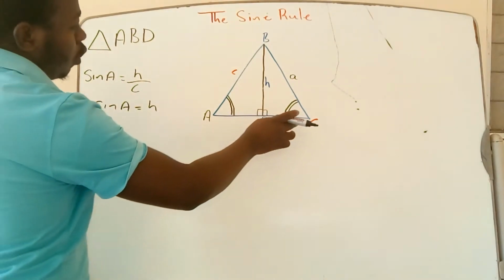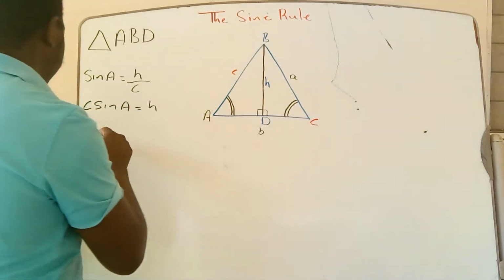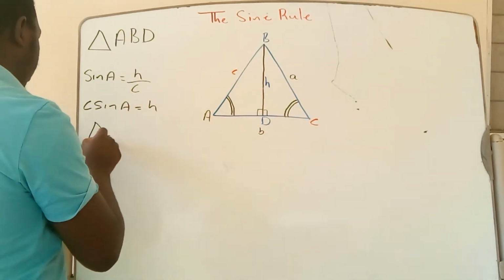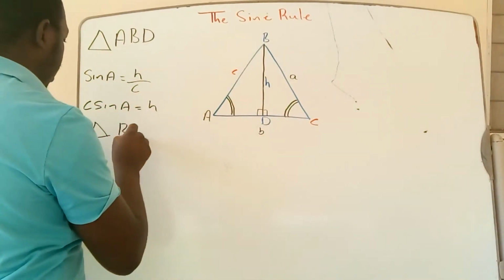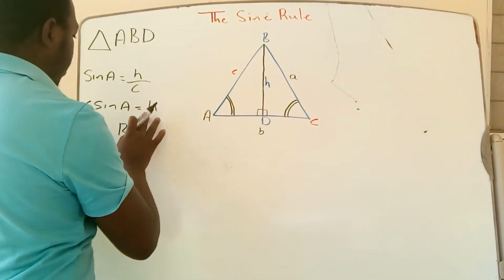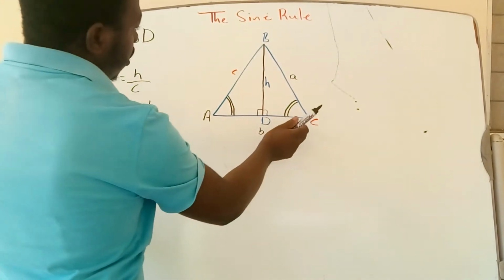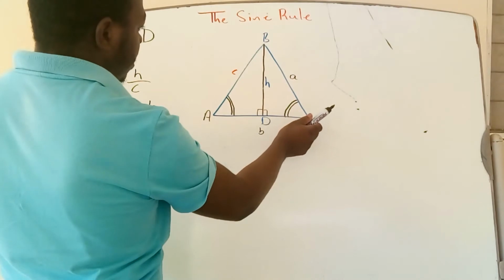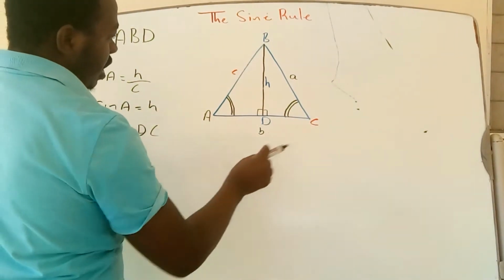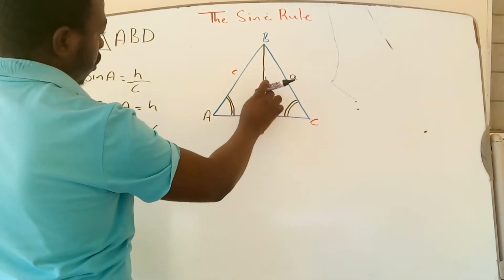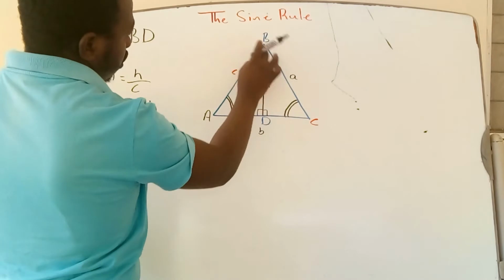Now, look, what about when we are taking the sine of C? Which triangle are we going to take into consideration? We're going to take triangle BDC. Alright, BDC. If we take triangle BDC and we want to take the sine of C, which is the angle here, it is equal to the opposite. What's the opposite? That's just H, right? Over the hypotenuse here, which is just a.